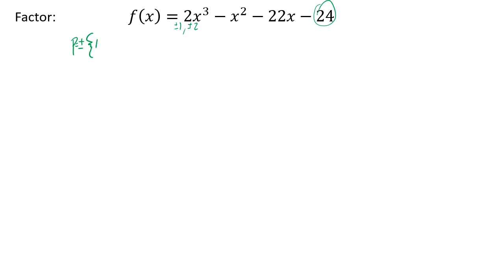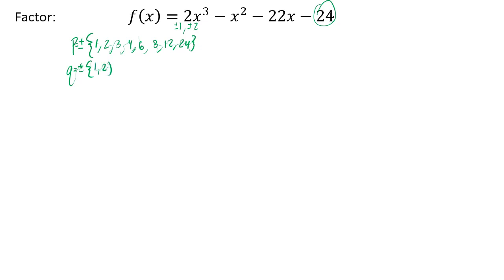So the factors of 24 are going to be, oh, there's a lot of those. 1, 2, 3, 4, 6, 8, 12 and 24. Yikes, okay. And then the factors of q, they are plus or minus 1 and 2. I already wrote that, okay.